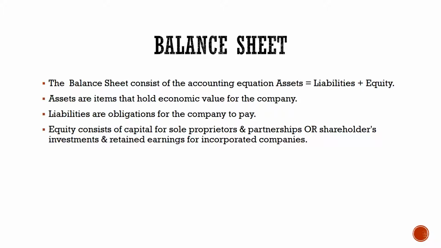The balance sheet consists of the accounting equation: assets equal liabilities plus equity. Assets are items that hold economic value for the company. Liabilities are obligations for the company to pay. Equity consists of capital for sole proprietors and partnerships, or shareholders' investments and retained earnings for incorporated companies.